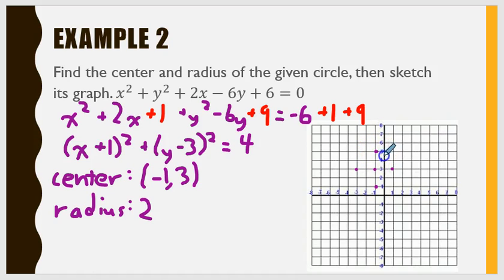So now that I have those light dots around the outside, I'm just going to do my best to draw the curved shape going through those outside pieces. And that's it. That is our review on how to work with circles.